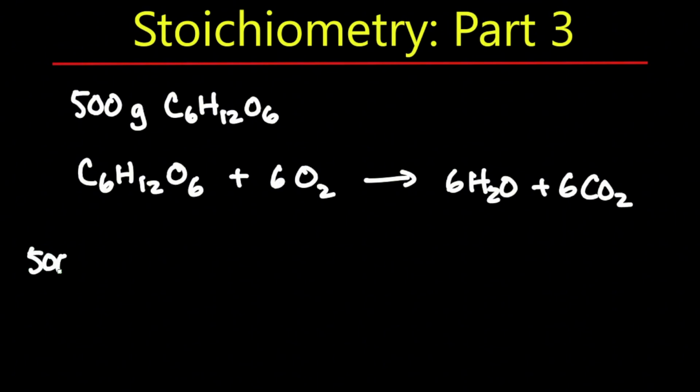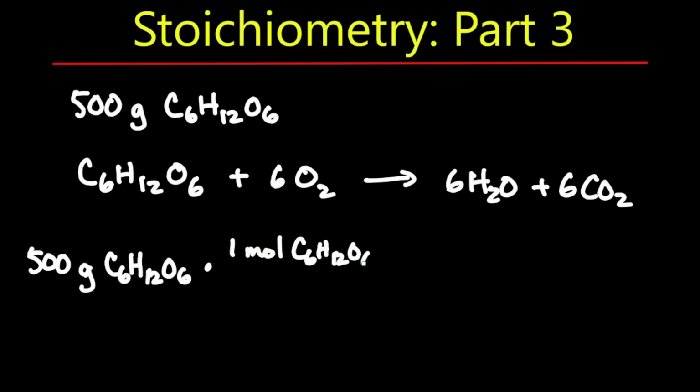500 grams of C6H12O6 is combusted, and it has a molar mass of 180.18 grams. So we have to multiply by 1 mole of C6H12O6 over 180.18 grams of this compound.